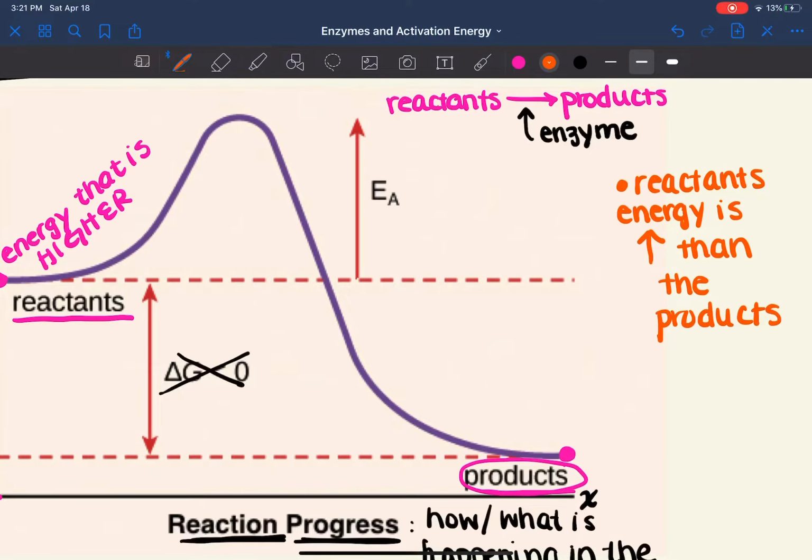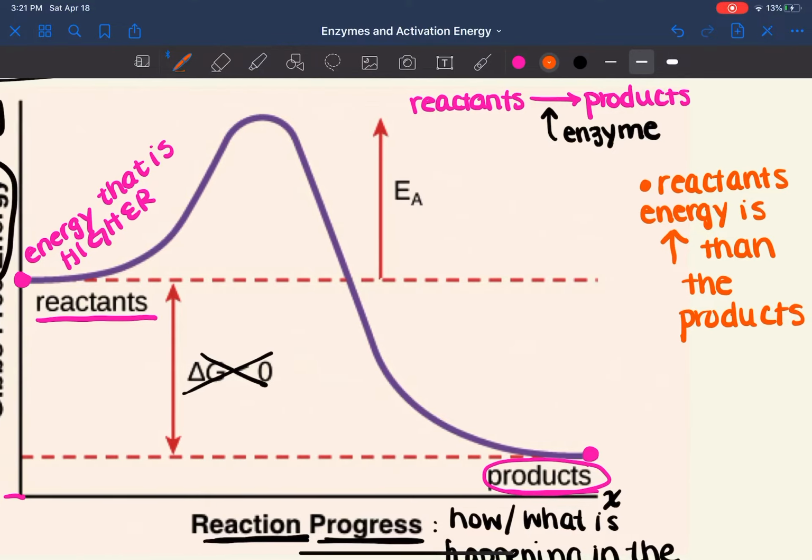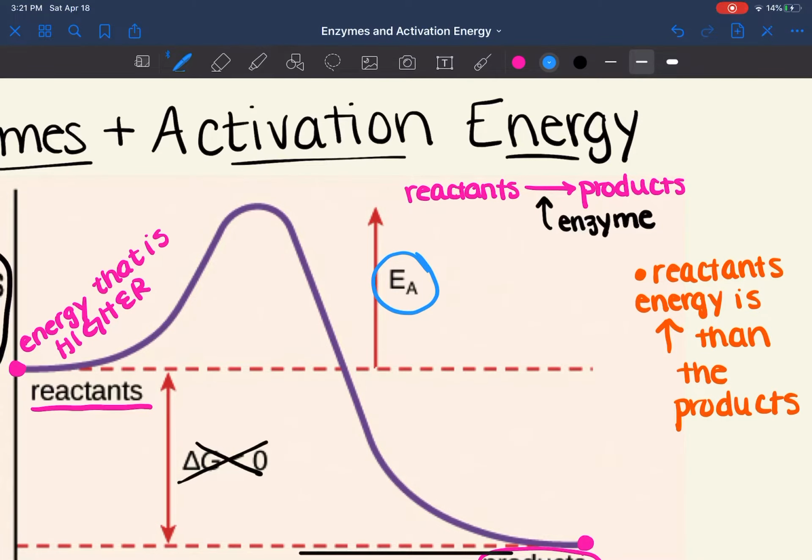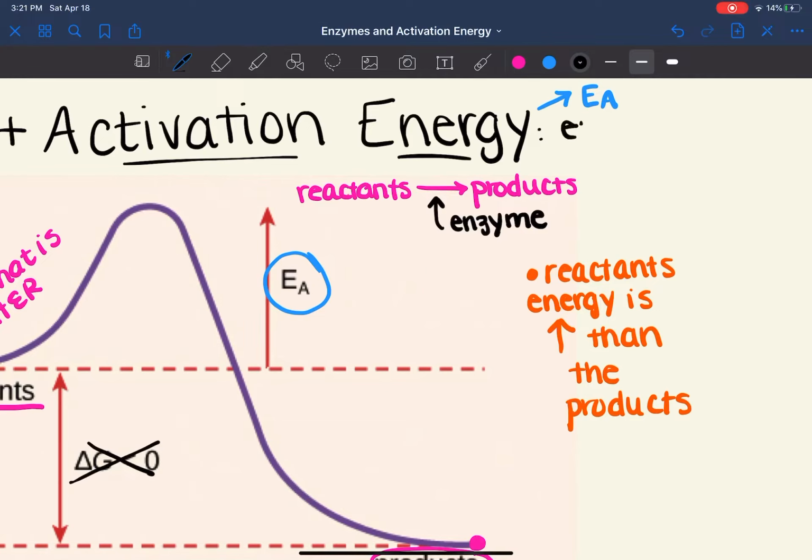Okay, so now let's truly understand what this graph is trying to tell us. You'll see something funny here: E of A. What is E of A? E of A is just activation energy. It's just a shortened way to write activation energy. What exactly is activation energy? Activation energy is the energy needed to make the reaction happen.